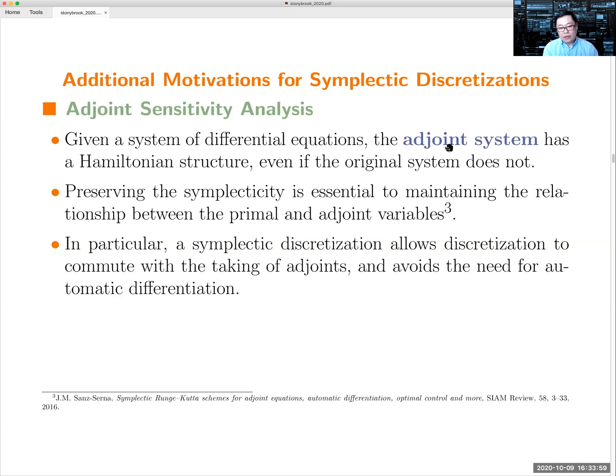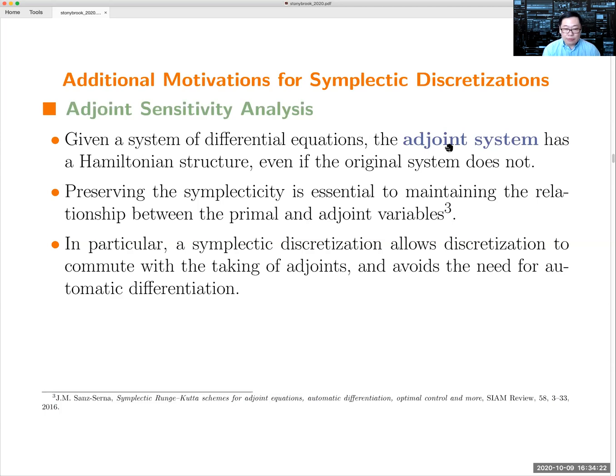And in particular, if you don't preserve this geometric property known as symplecticity, then the relationship between the primal and the adjoint variables breaks down. And in practice, what that means is that you no longer have this relationship where taking the adjoint and then discretizing is equivalent to discretizing and then taking the adjoint. Where does this show up?